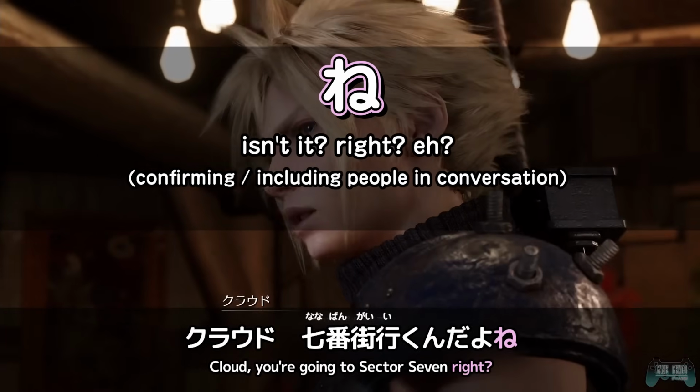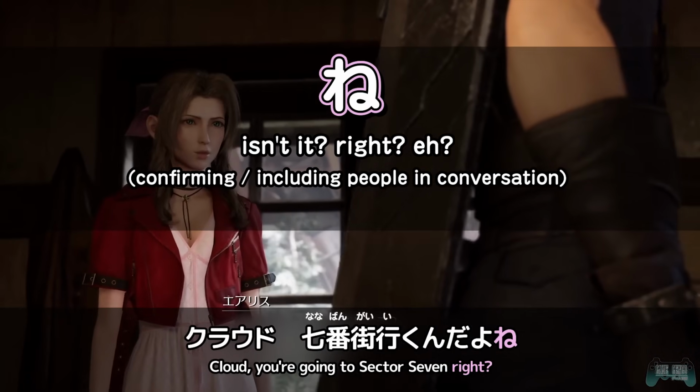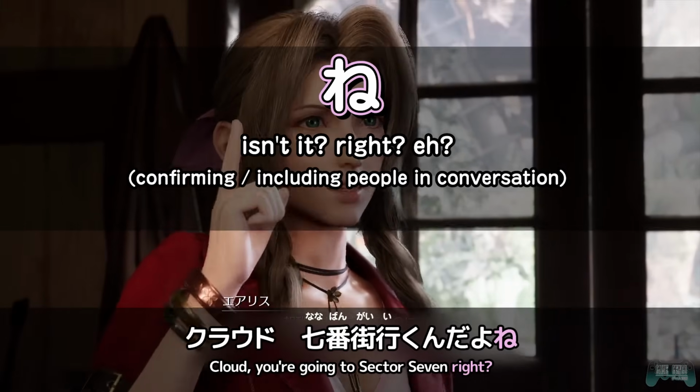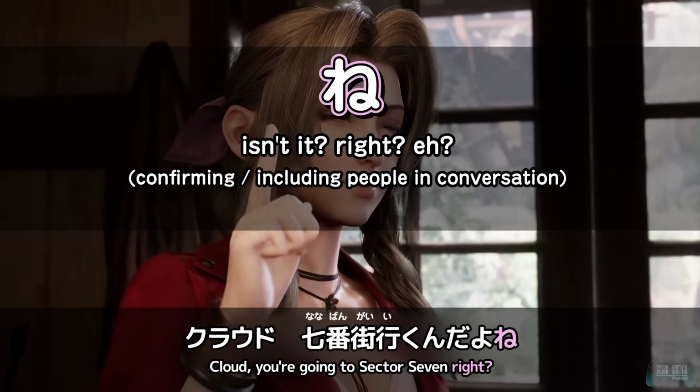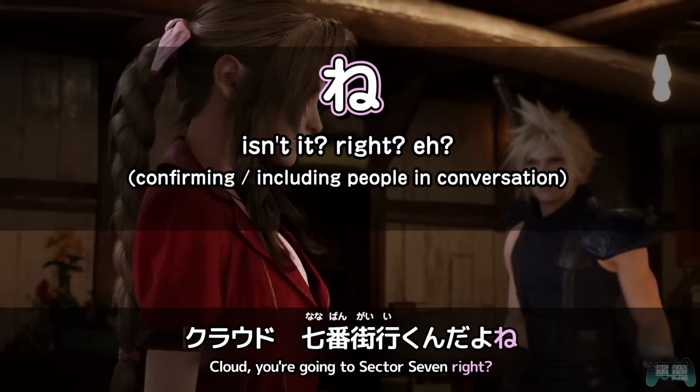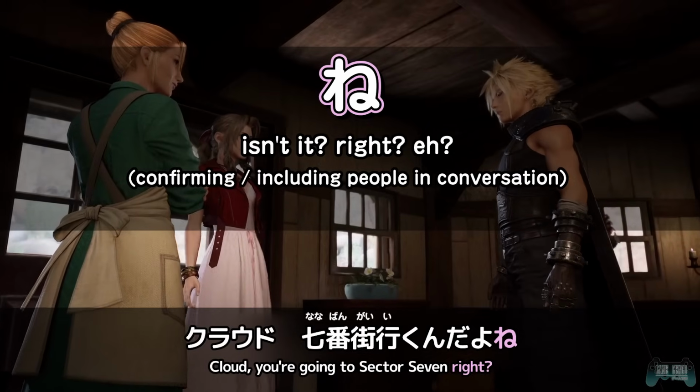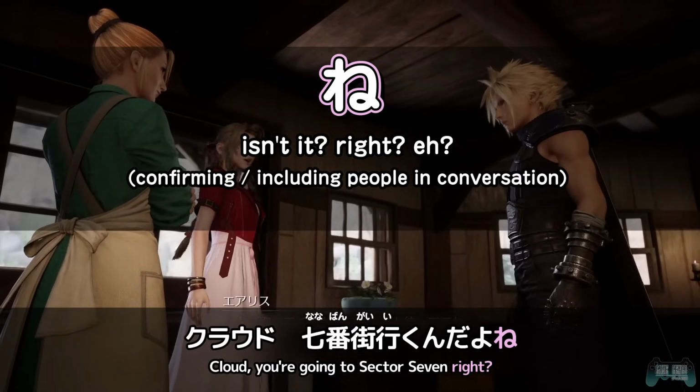And this right comes from ne. If you didn't have ne in this sentence, it would feel like Aerith is actually explaining to Cloud what he's about to do. However, because she's put ne here, it actually kind of makes it more like a soft question.